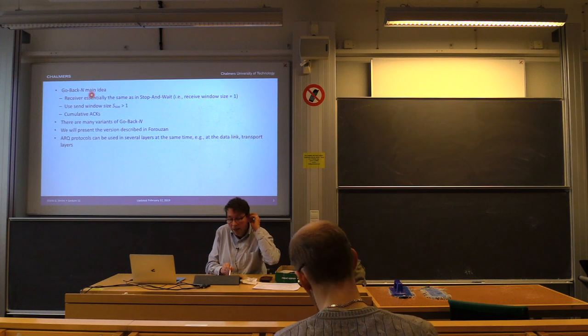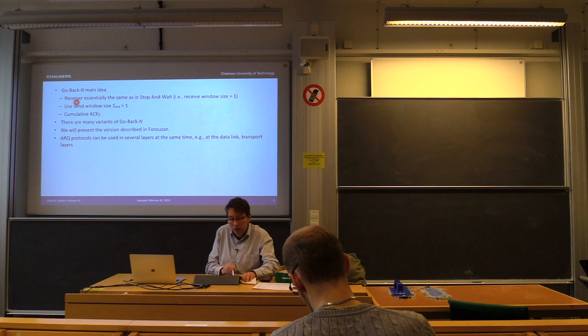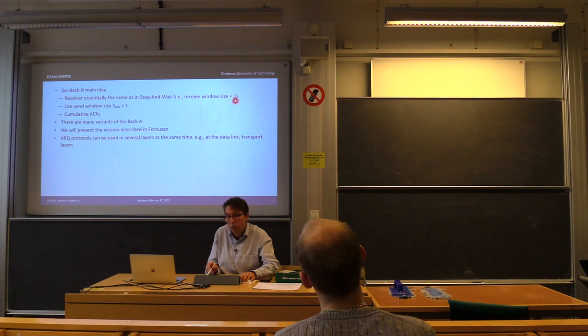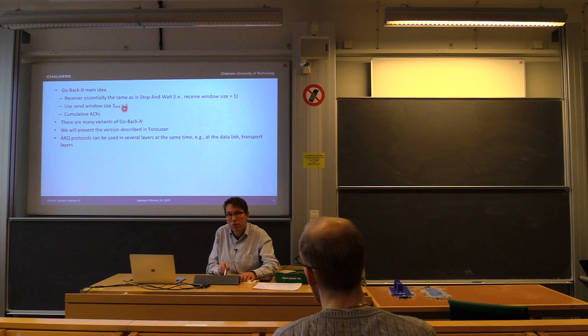So in Go-Back-N, our main idea is the following: the receiver is essentially a stop and wait. So we can think of that as having a receive window of size 1. We use a send window which has a size greater than 1, and we use cumulative ACKs, and I will explain what that means in the next slide.